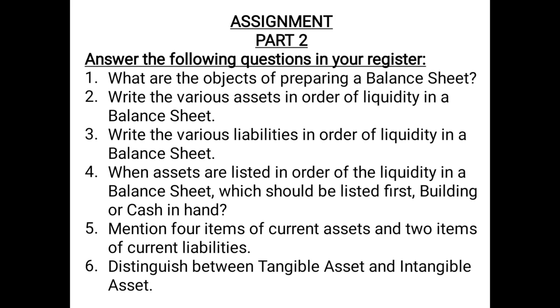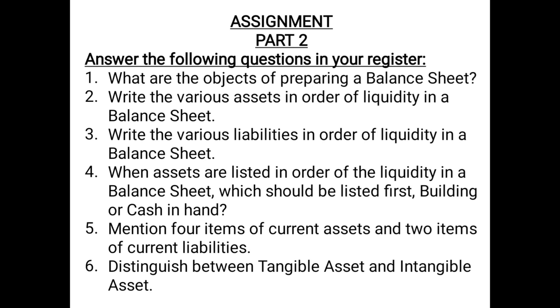Question number 3, you have to write the various liabilities in order of liquidity in the balance sheet. That means first of all you have to write the liabilities which are to be repaid within 1 year. That means current liabilities first and then the non-current liabilities. So you can write first of all bank overdraft, bills payable, sundry creditors, outstanding expenses, unearned income. Then you can write long-term loans, reserves, capital, etc.